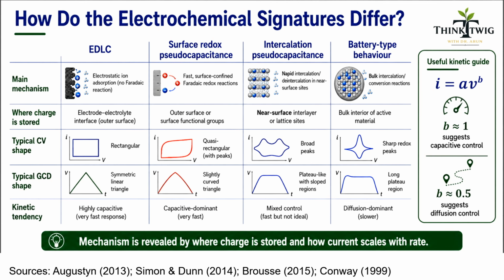This is why mechanism identification normally needs several pieces of evidence together: the CV behavior, GCD, the rate response, and kinetic analysis. The useful question is therefore not, does my CV have a peak? The useful question is, where is charge stored and how does the current respond when I change the experimental rate? That gives us a much stronger mechanistic basis than judging the material from one curve alone.